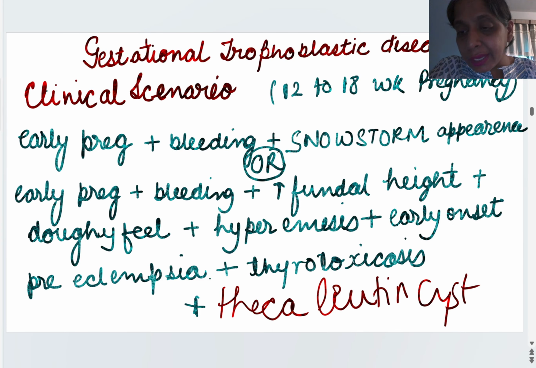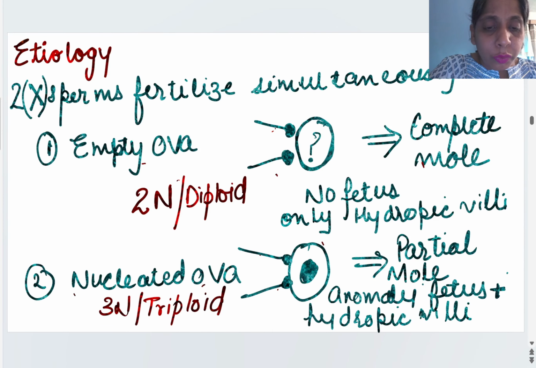Okay, next, why does this happen? I told you we will discuss why it happens. Normally, only one sperm fertilizes one ovum. What will happen if two sperm fertilize one ovum? Twins will not occur. No, in twins, two sperm fertilize two ova. One ovum is not getting fertilized with two sperm. When one ovum gets fertilized with two sperm, then molar pregnancy occurs.